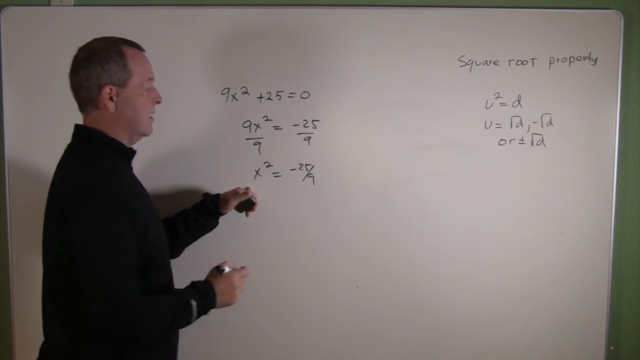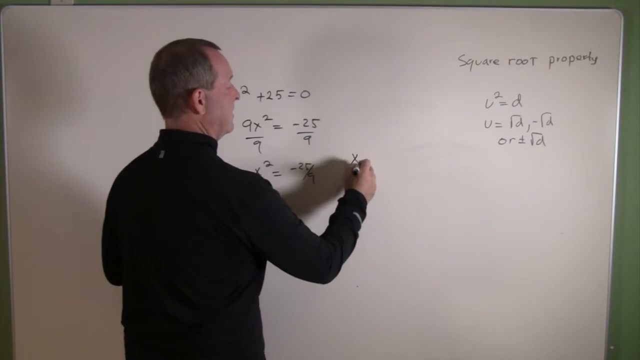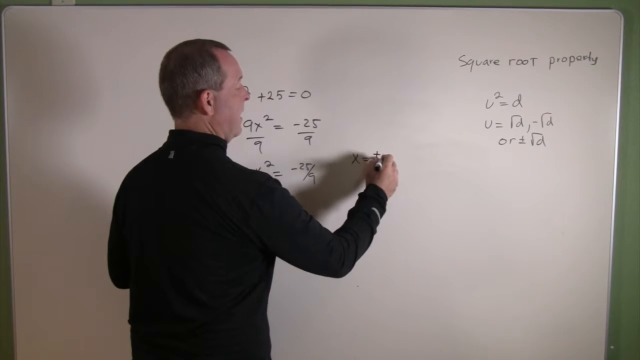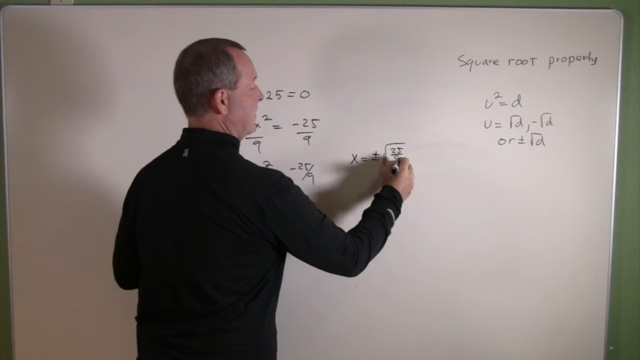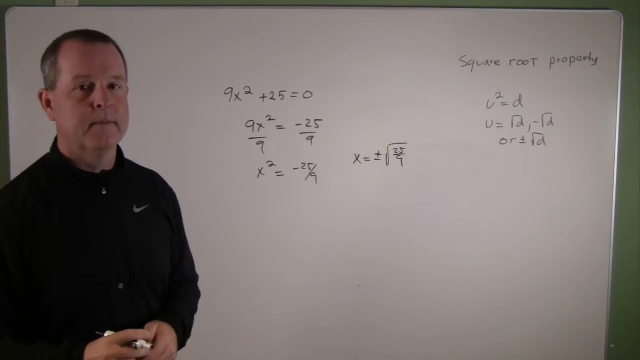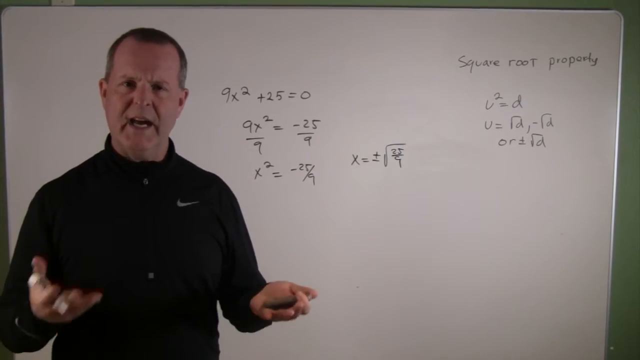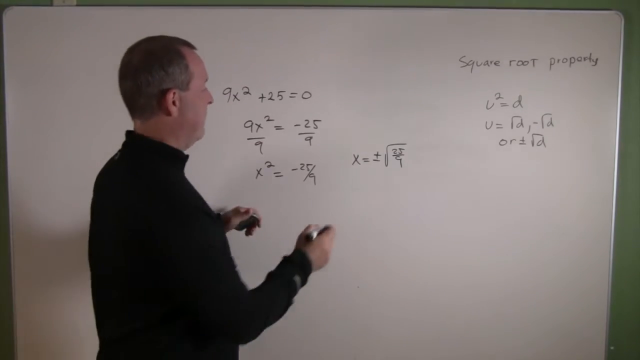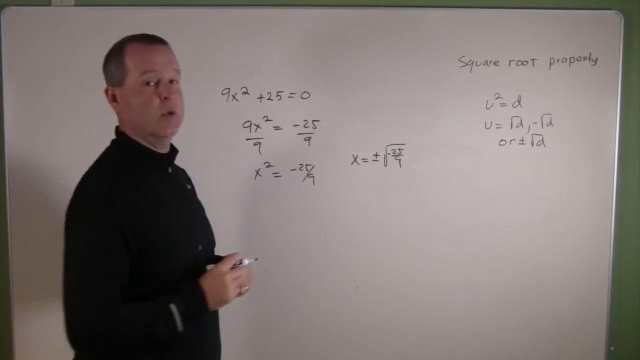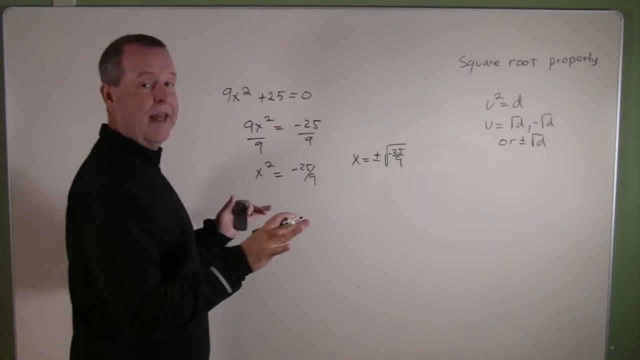From there, we can take the square root of both sides. So x equals plus or minus the square root of negative 25 ninths. However, we remember a little bit about having negatives in our square root. Whoops, sorry, I have a negative in there. We have negatives in our square roots. So let's work that through.